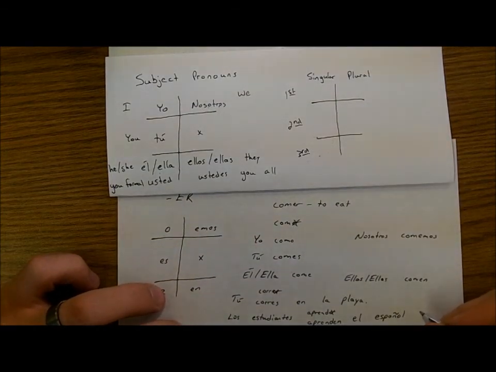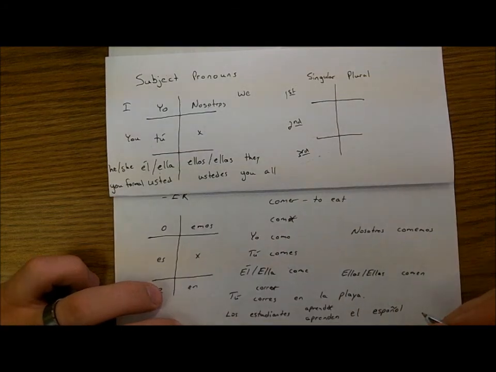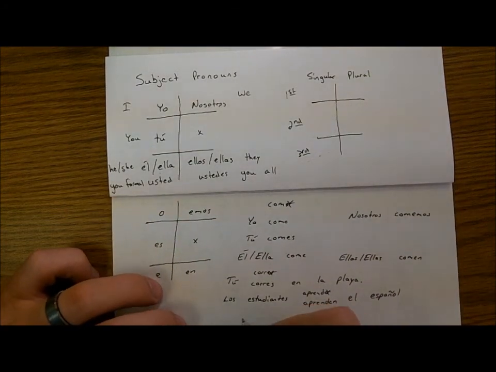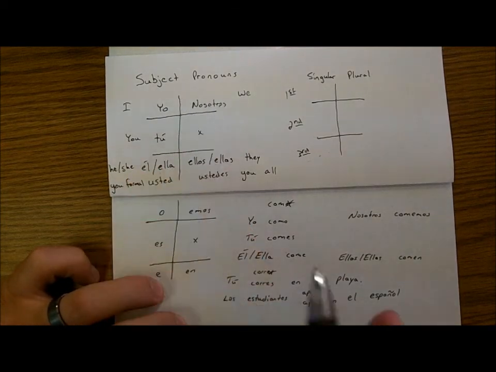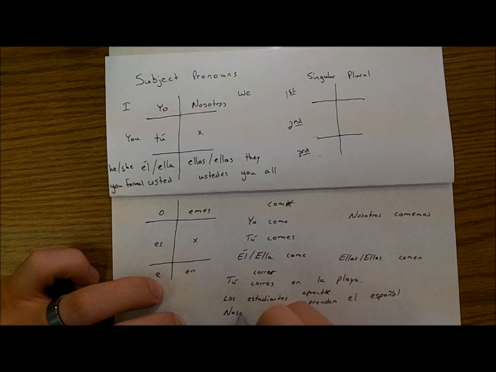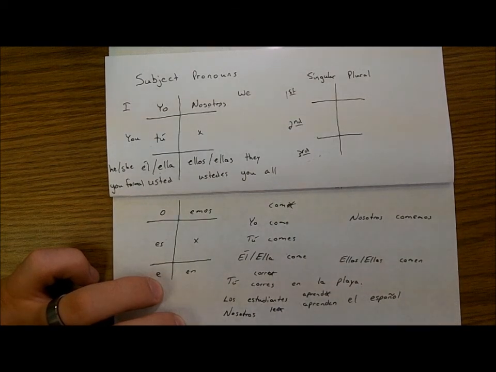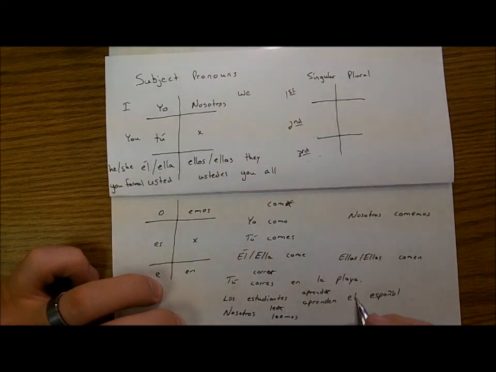Alright, the last one we're going to do is we read a lot of books. First thing we need to look at is the subject pronouns. Nosotros is the word for we. So we'll start with nosotros. The verb leer is to read. We're going to cross off the ER. Then we're going to put the EMOS on there. Leemos. And then a lot of books, muchos libros.